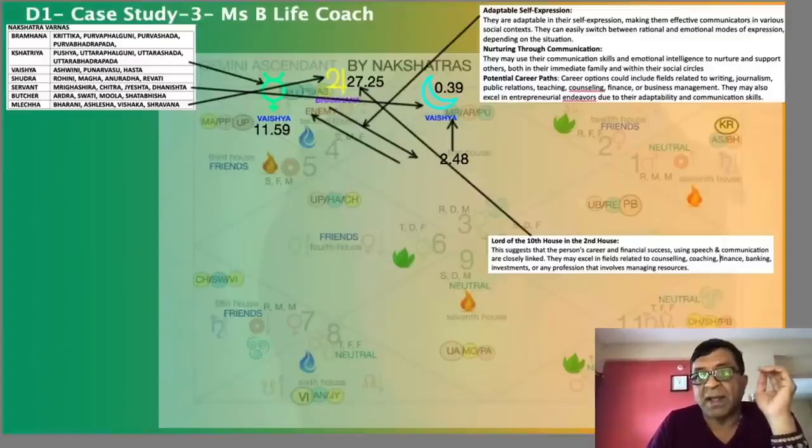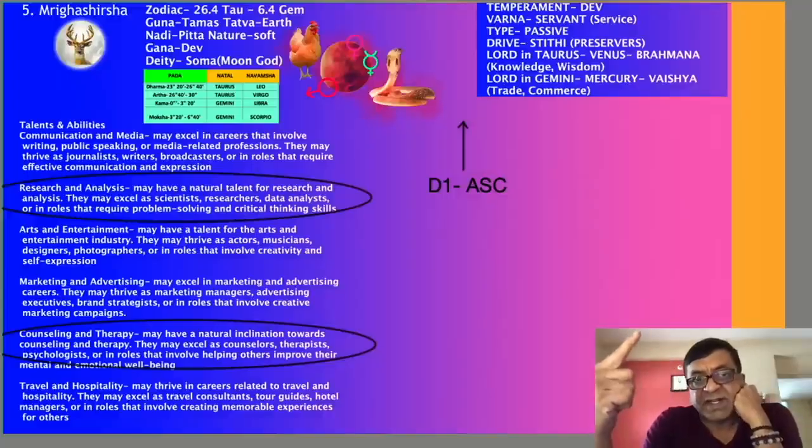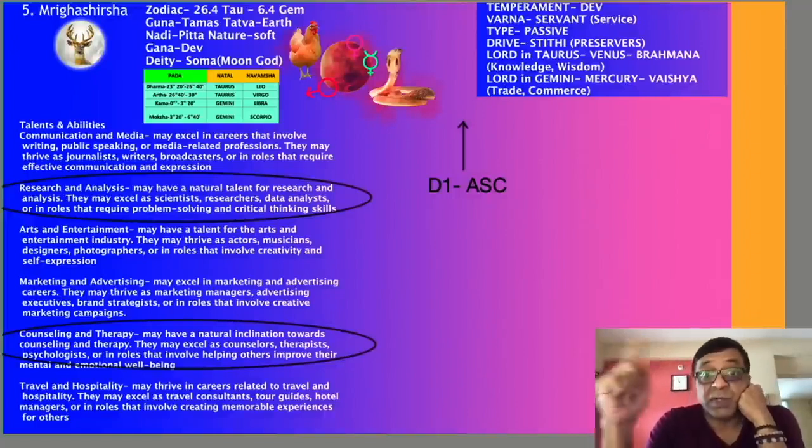Now let's head back to the Mrigashira Nakshatra because her ascendant is in Mrigashira at 2.48. Her moon is also in Mrigashira in 2.48. So there's a dominance of Mrigashira. And after that, we will jump into D10 and see where this is amplified. So her D1 ascendant is Mrigashira Nakshatra and moon is also there.